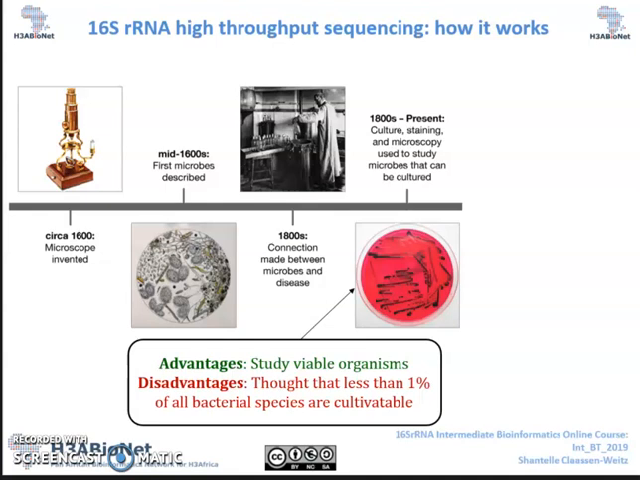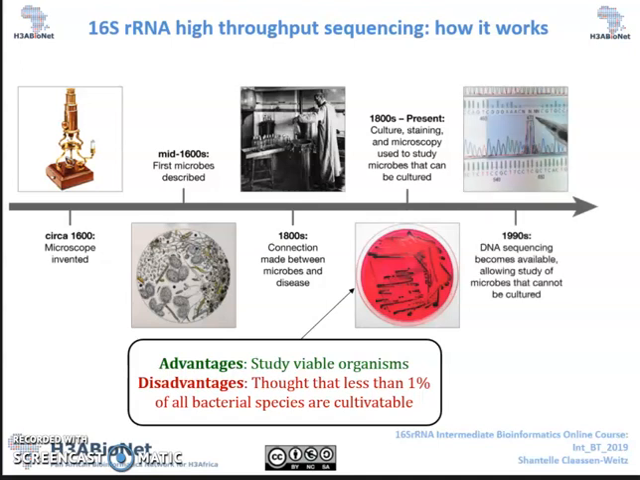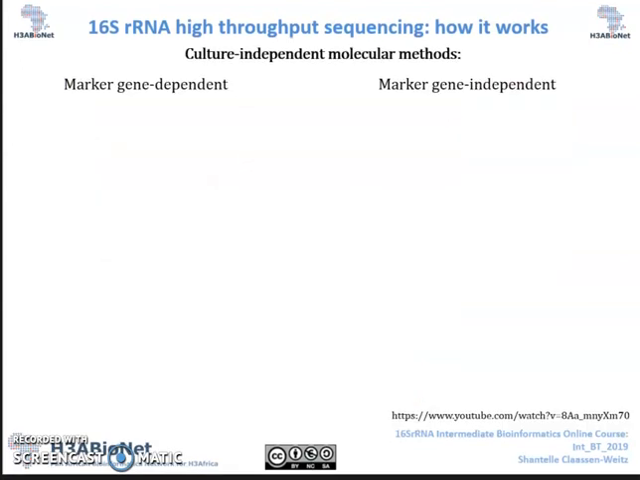A huge advantage to, for example, culturing, especially during disease associations, is that only viable organisms can be cultivated. One of the primary disadvantages, however, is that previously it was thought that less than 1% of bacterial species are cultivatable. Hence the rise of molecular techniques such as Sanger sequencing in the late 1900s. So let's take a closer look at some of these culture-independent methods.